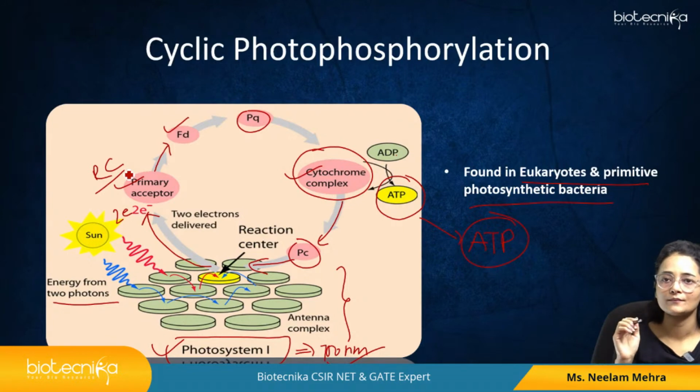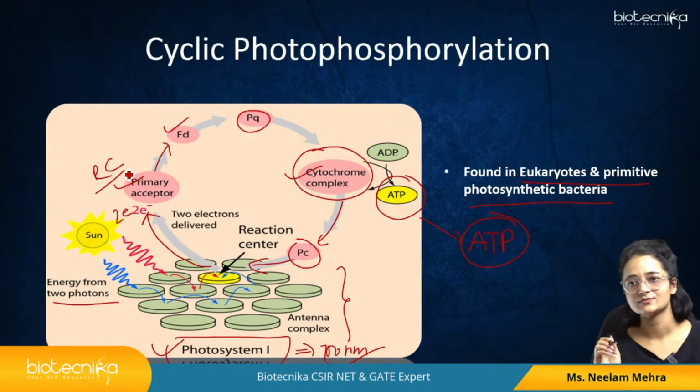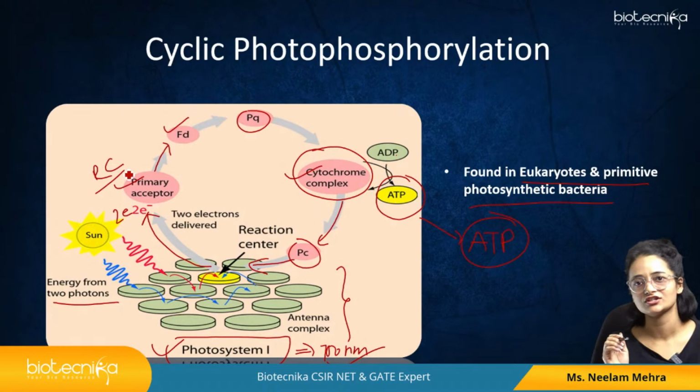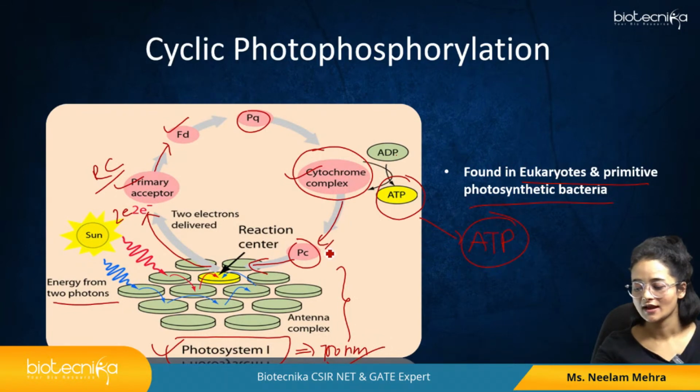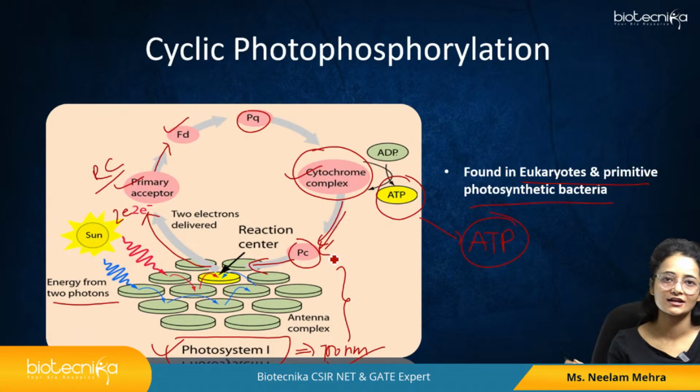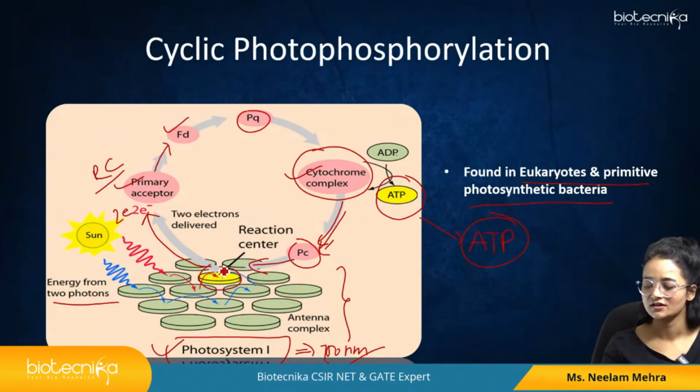So only one energy carrier molecule is being produced in case of cyclic photophosphorylation, that is ATP. And after this, what happens? The energy is being dropped down and comes to the lower excitation state, and it is being transferred to the plastoquinone. And from plastoquinone, like in a cyclic form, it again travels to the reaction center. So here it is saying this is the reaction center. This yellow colored molecule is the reaction center.